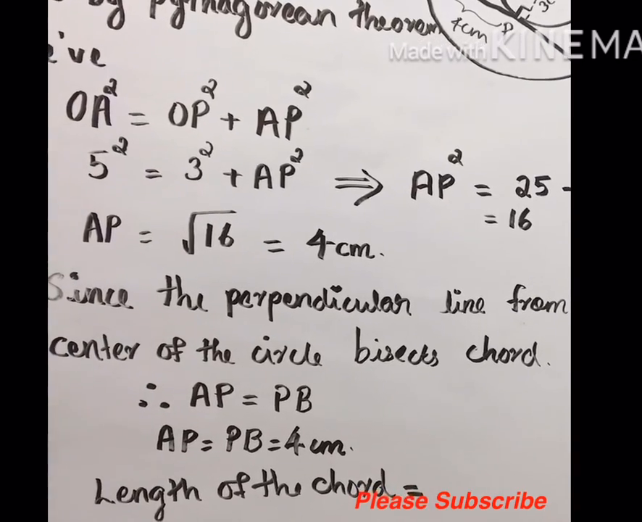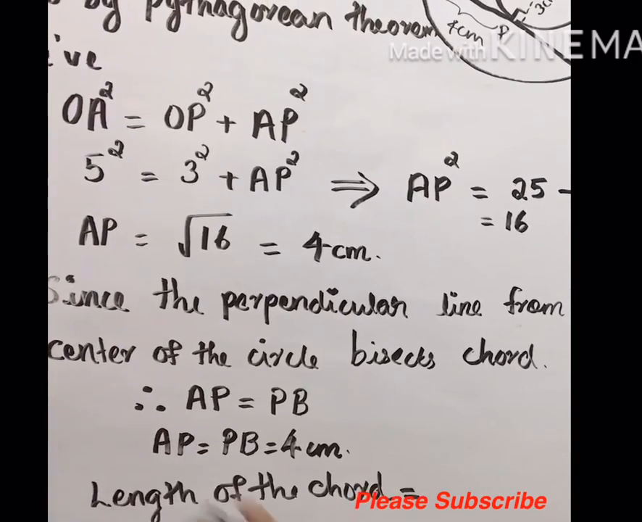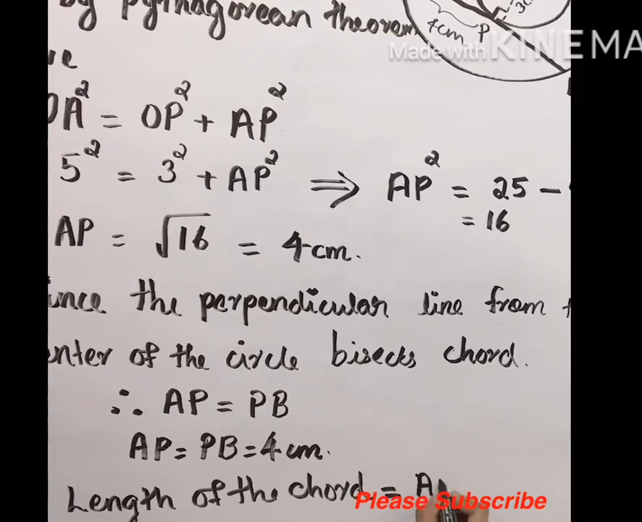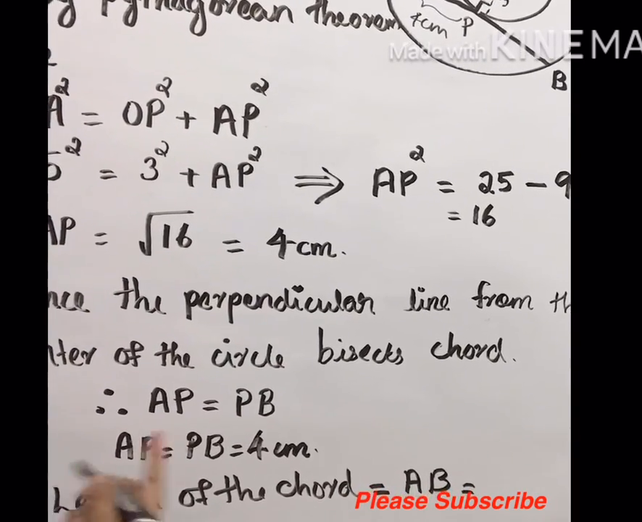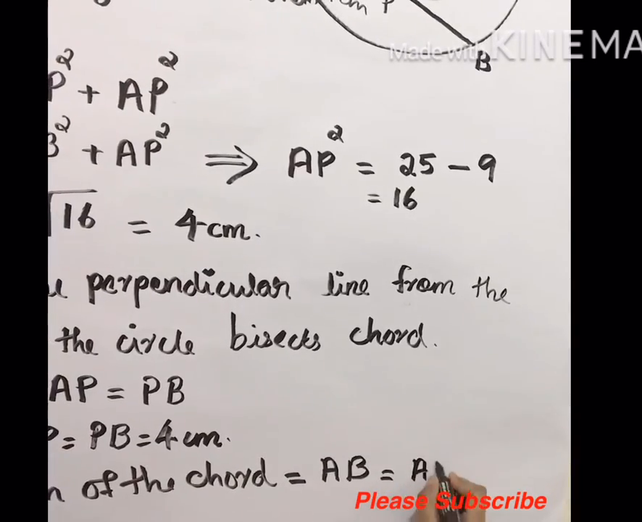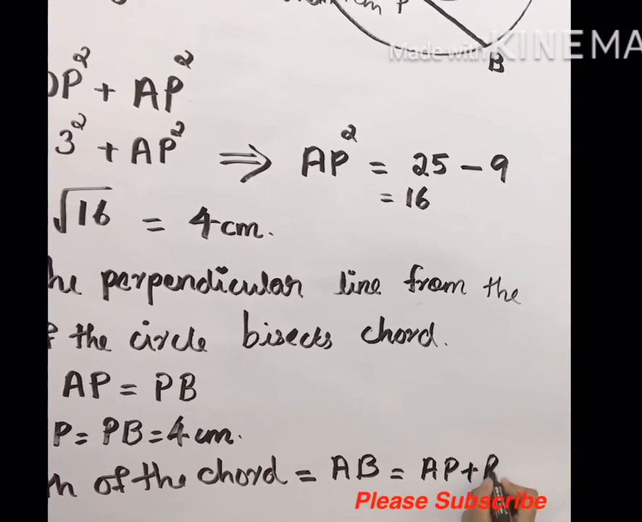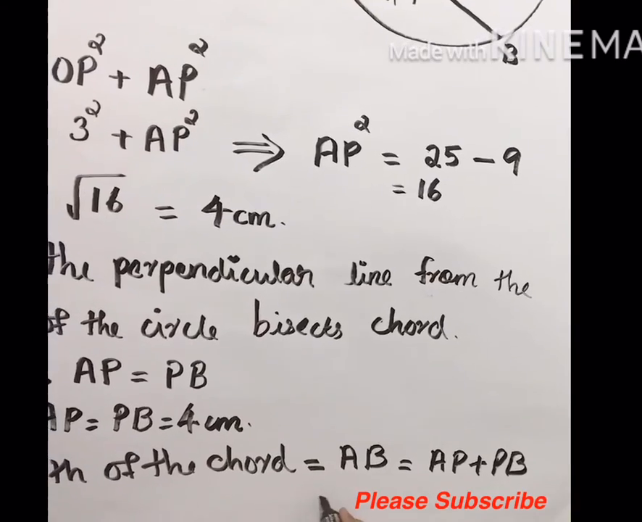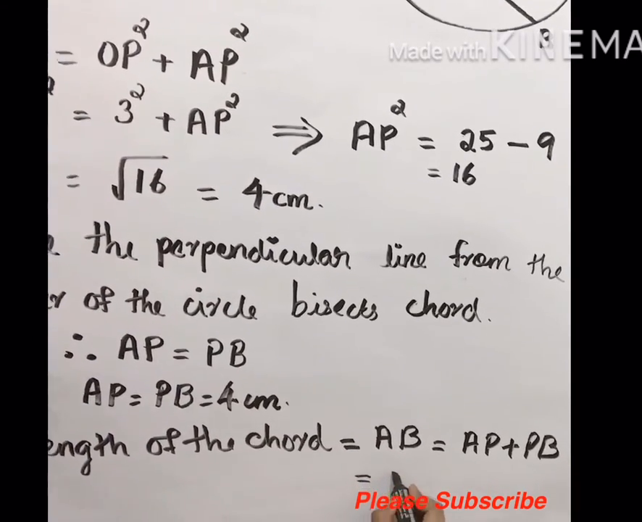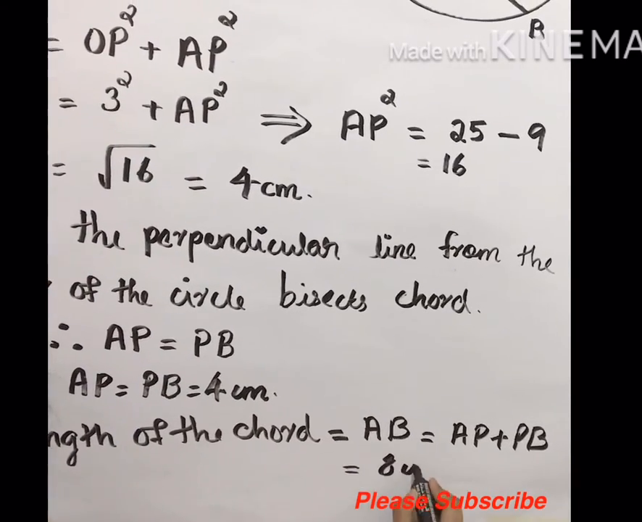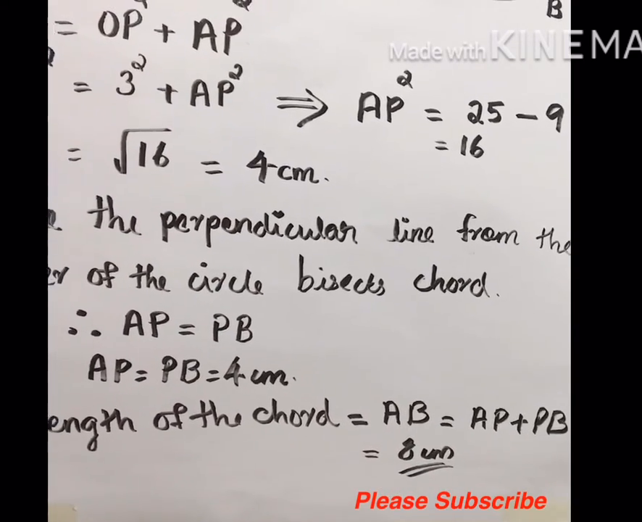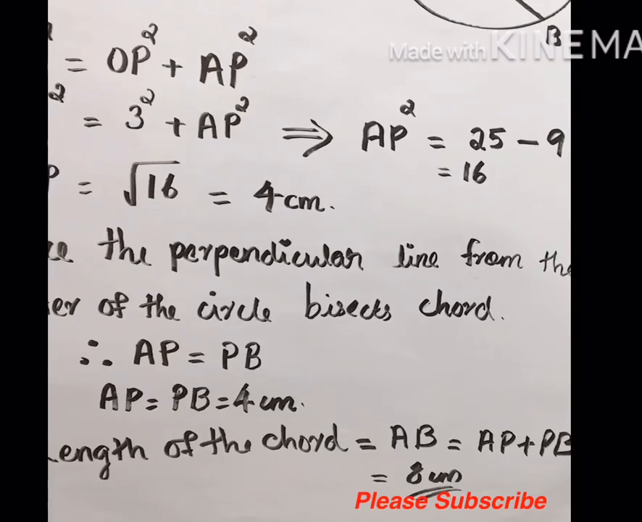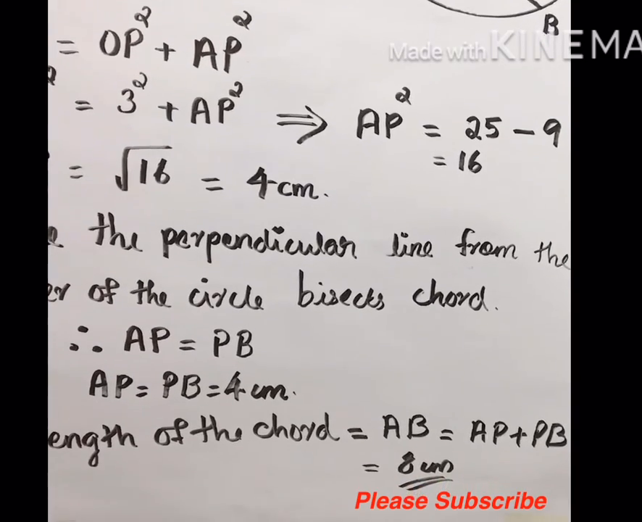The length of the chord is AB, right? AB is equal to AP plus PB, which is equal to 4 plus 4, which is 8 centimeter. So the length of the chord is 8 centimeter.